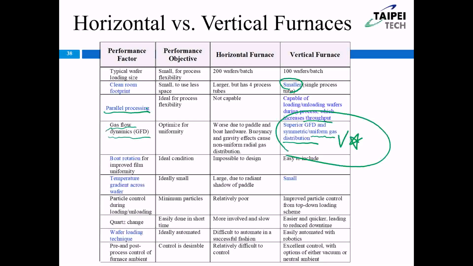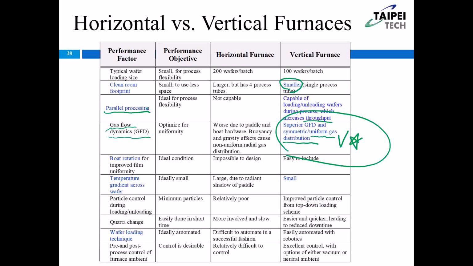Okay, for the vertical furnace, 垂直炉管, it's smaller. So the clean room footprint must be smaller. It uses less space because it's vertical, so we can save the area of the clean room. Okay, so the vertical furnace is smaller. It makes sense, right? How about the second one?